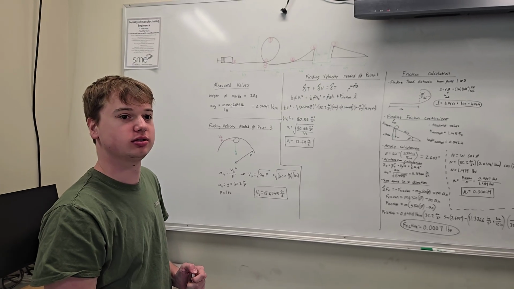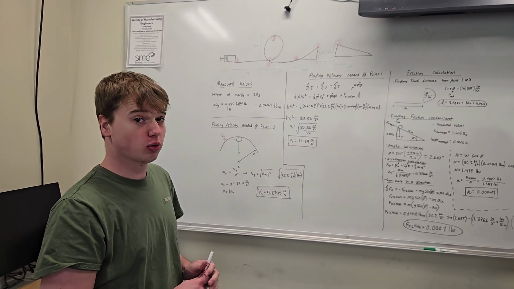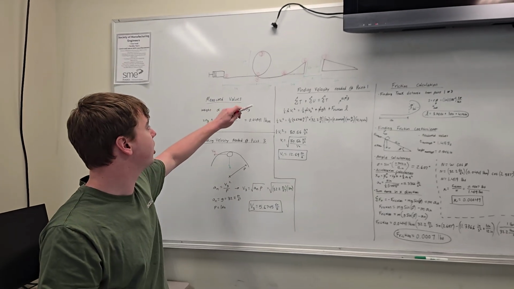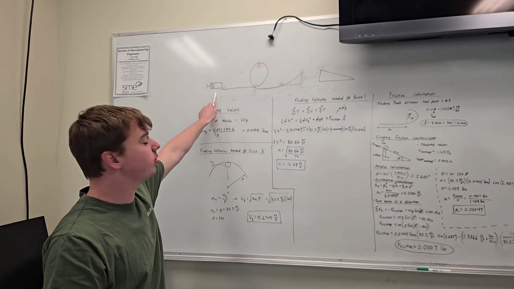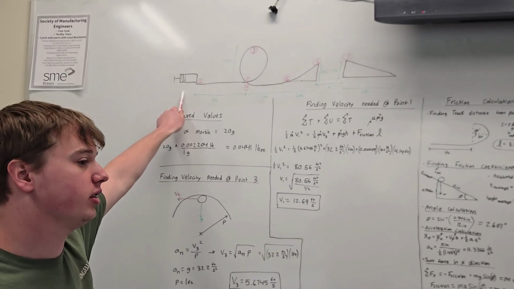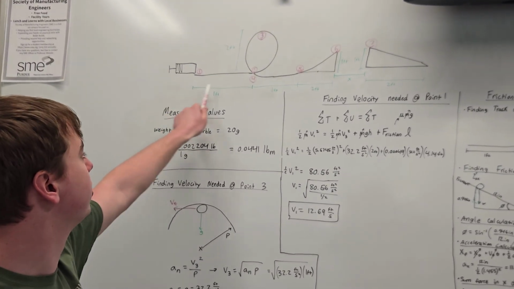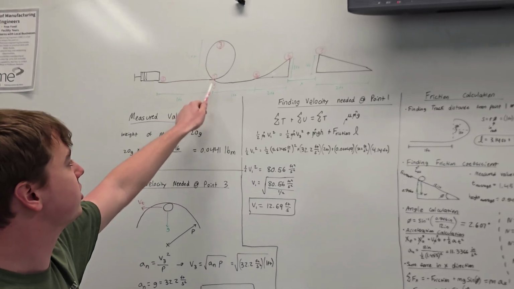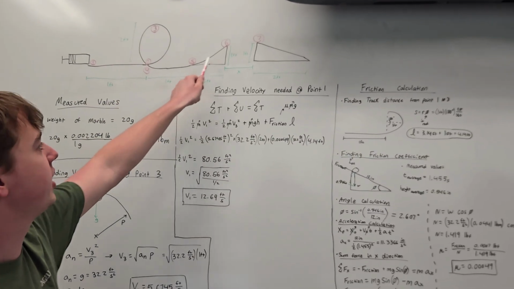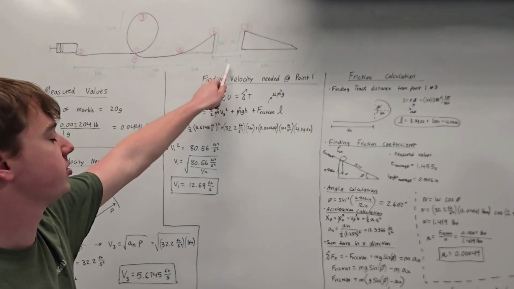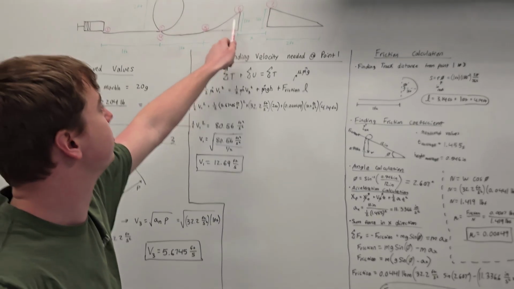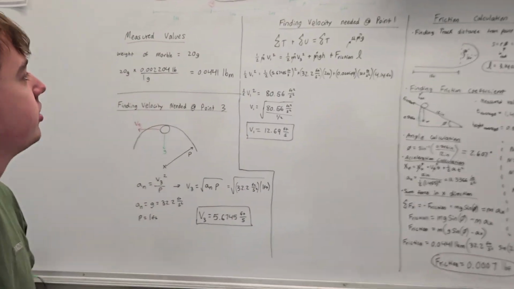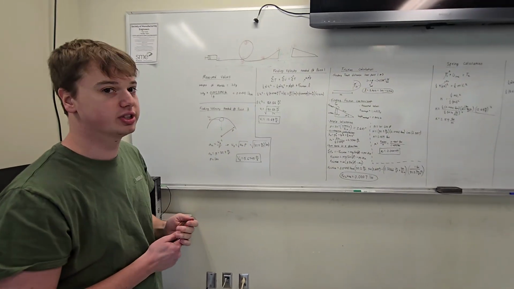3, 2, 1, go. Okay, so this is our roller coaster project. I want to point you to the design that we came up with. We're going to put the marble inside of a spring mechanism for the initial force. Then it's going to go through our first feature, which is the 2-foot loop. Then it's going to go to our second feature, which is a ramp. There's going to be a distance X that we're going to calculate, and then it's going to land back on the track on this side. So that is our roller coaster design.